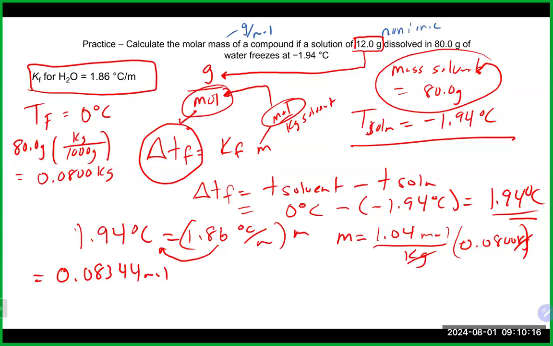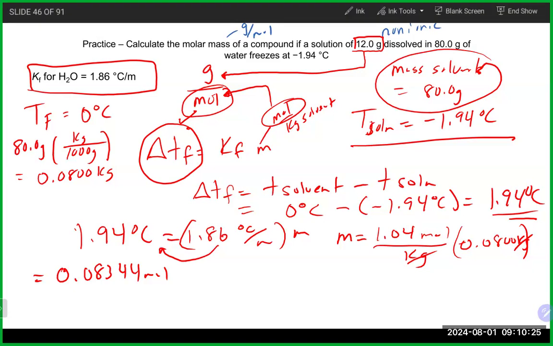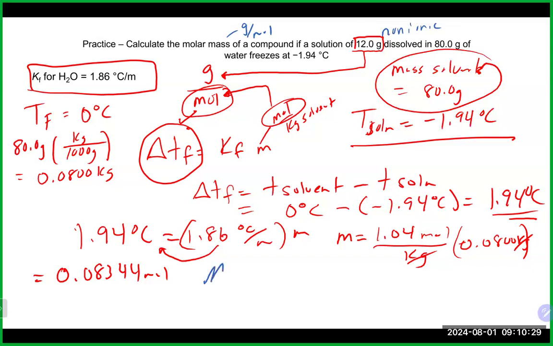Any questions on that there? So in this particular case, we're really just using the freezing point equation to get to the moles of the solute. And now we can calculate the molar mass of this substance by taking the grams, which was given to us, 12 grams, divided by the moles we just calculated. That's going to give us a molar mass in this case of about 144 grams per mole.